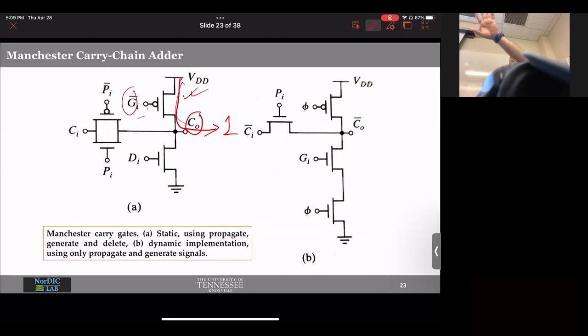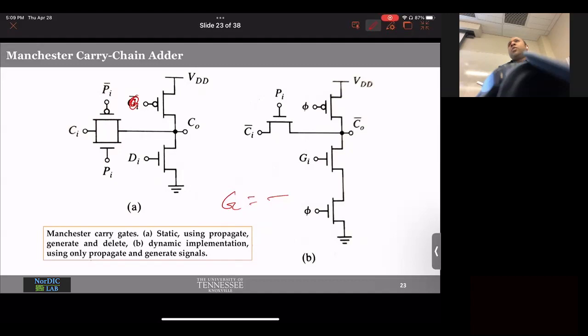Oh, yeah. I was going to talk about the bar. Thank you, I'm glad that you noticed this. But for the time being, ignore this. Just imagine that you are providing a generate signal. You're providing a, hey, generate a carry.